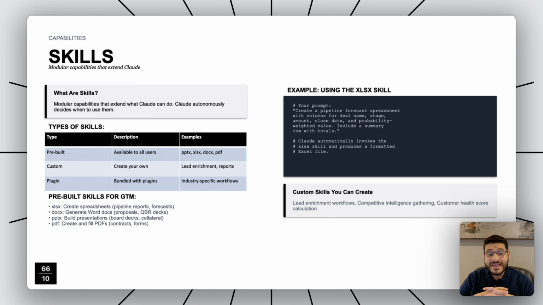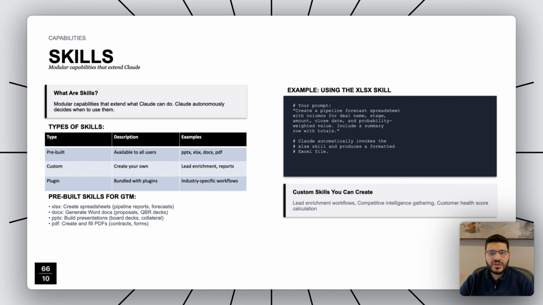Another great one is skills. Skills are really what extend Claude and allow it to do a whole bunch of new features. For example, we could add in an Excel skill that will automatically produce an Excel file for any kind of output that you're doing. You can create a pipeline forecasting spreadsheet, describe all the columns, and then have Claude pump out an Excel file that is right on your local machine, and you're able to download it and store it and use it wherever you see fit.